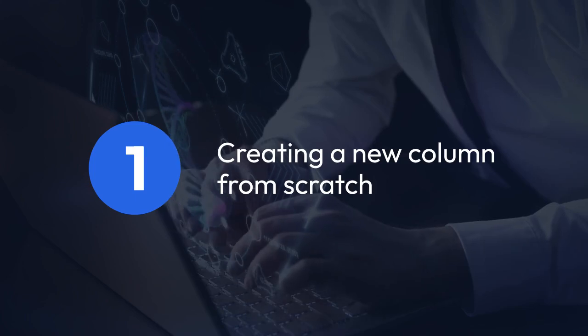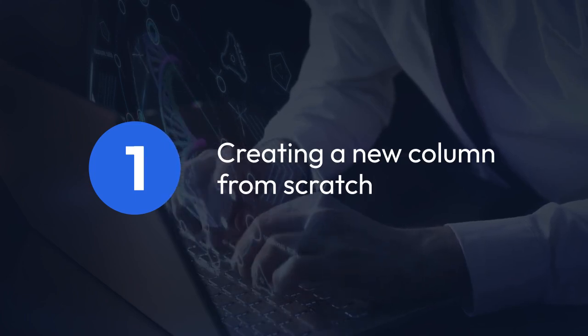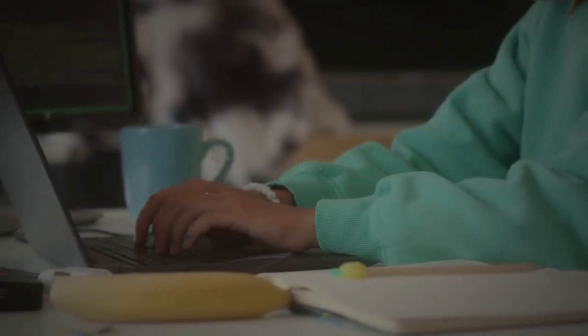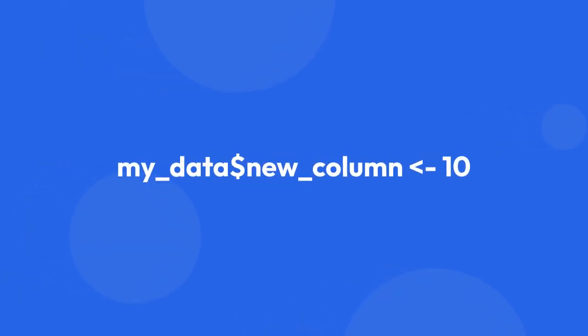This is the simplest method if you want to add a column with a constant value or a sequence of values. Let's say you have a data frame called MyData. To add a new column named newColumn filled with the number 10, you would use MyData$newColumn <- 10.